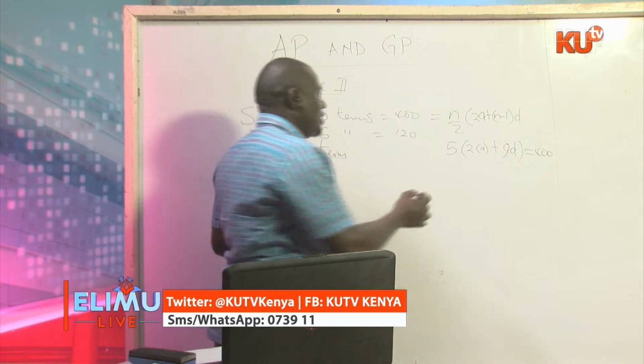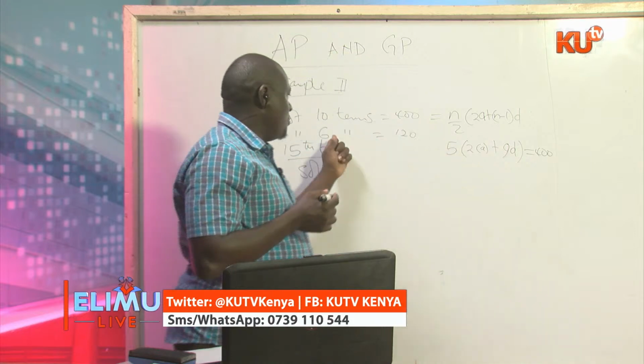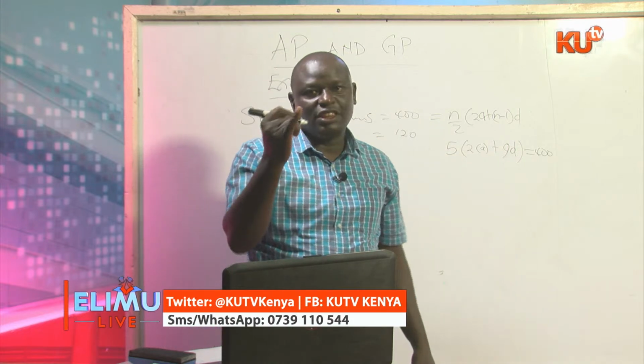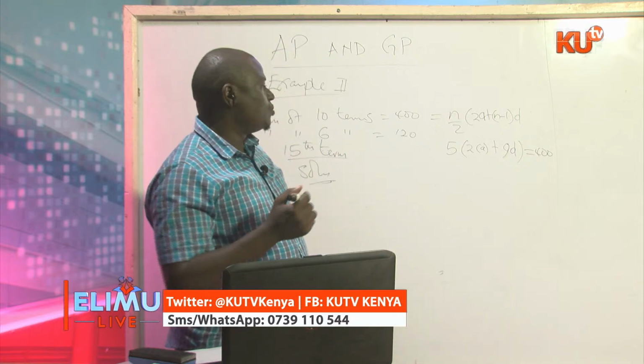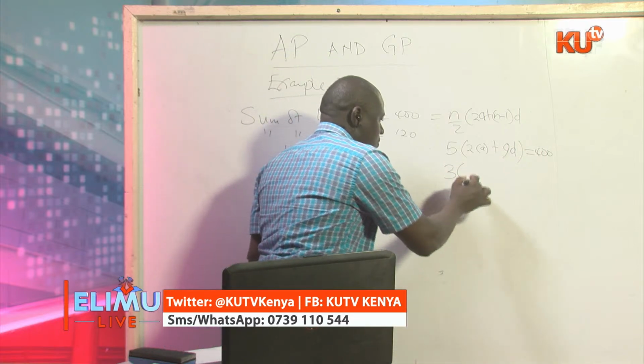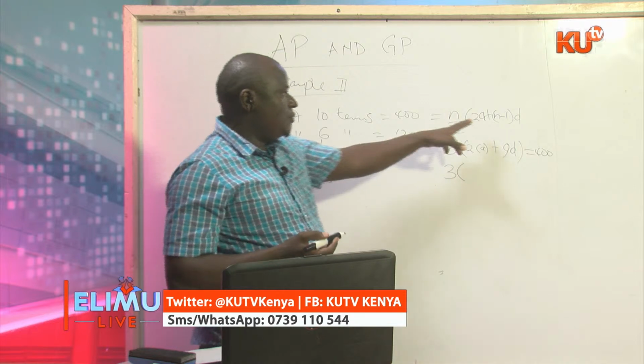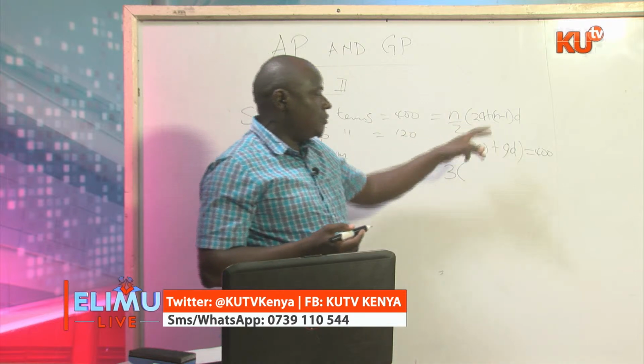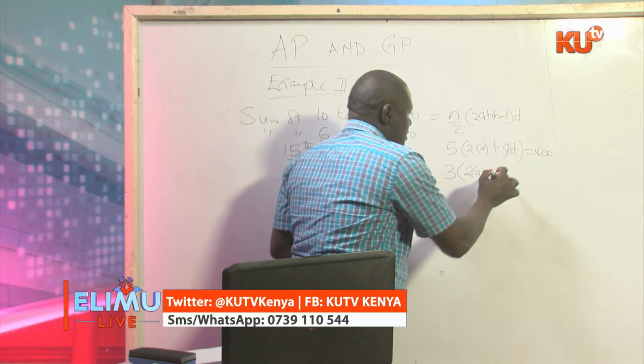The second one, how many terms are there? 6 terms. 6 divided by 2 is 3, into bracket 2a. The formula remains: 2a plus n minus 1.